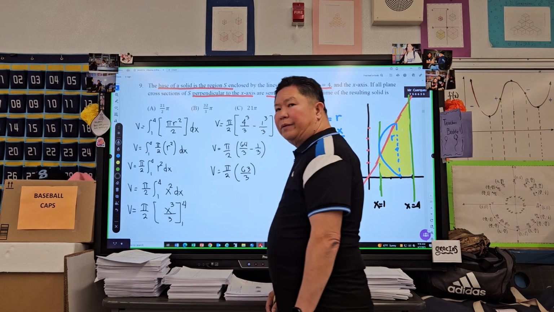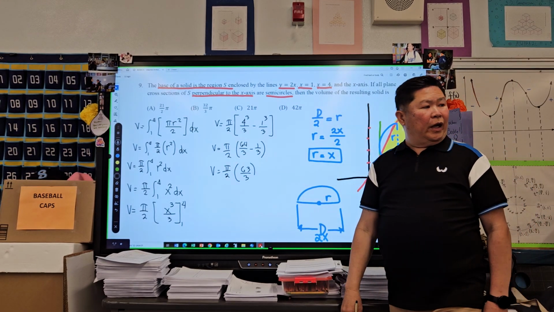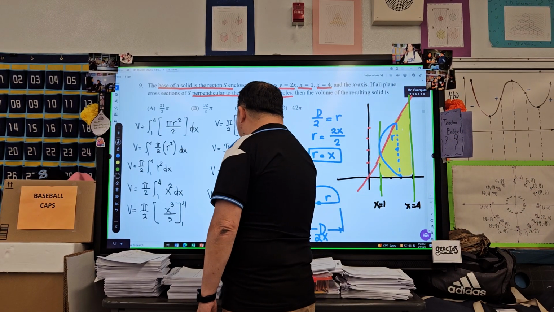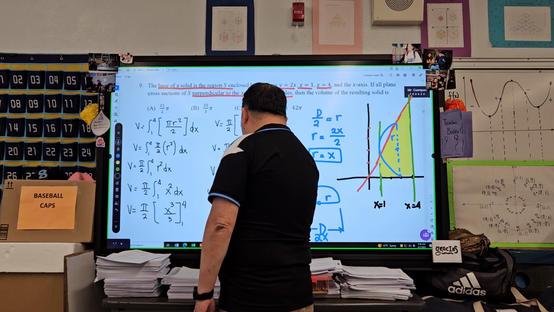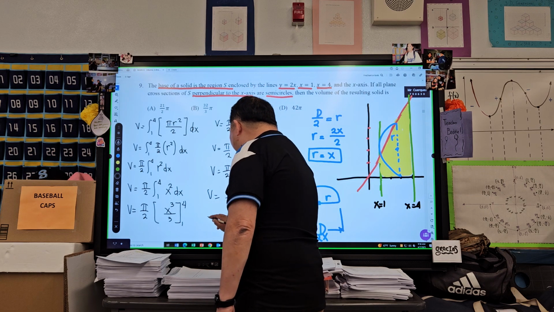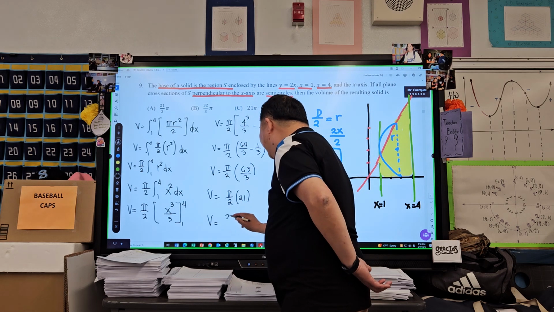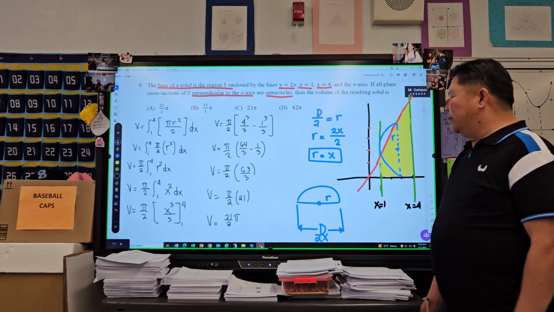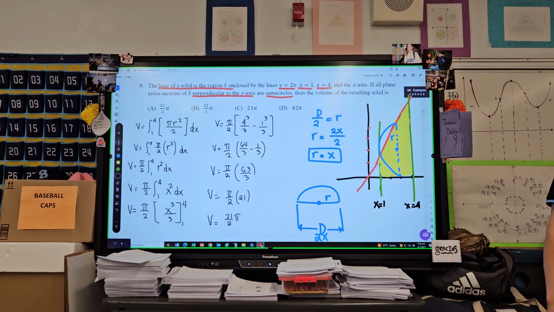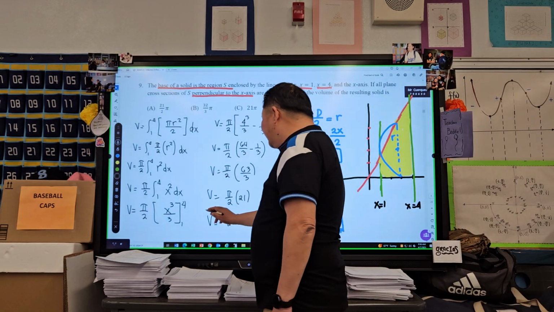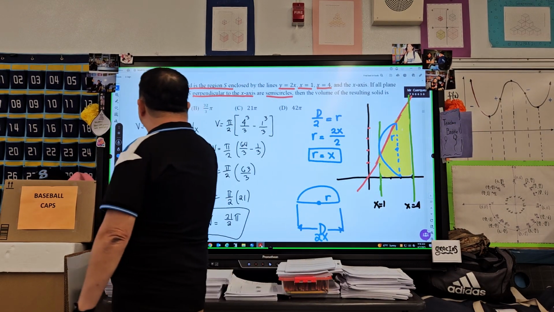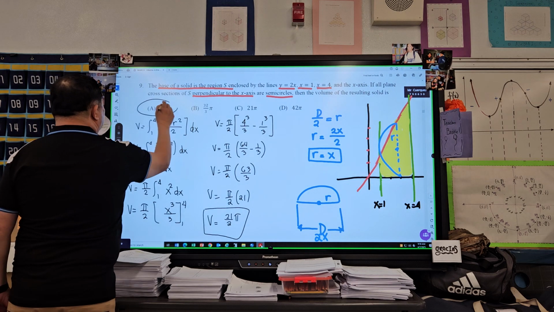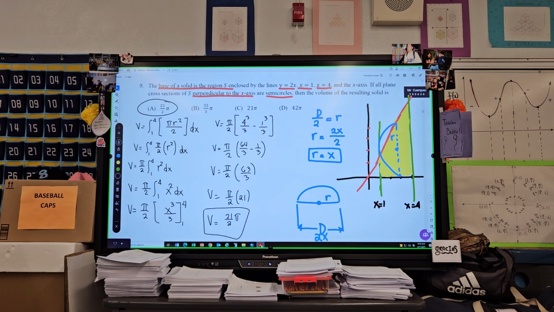But what is 63 over 3? 21. Okay? So volume is equal to pi over 2 times 21. Or we can write it as volume is equal to 21 over 2 pi. Okay? So what letter is the right answer? Letter A. So this is the volume. So it's going to be letter A. Any question?